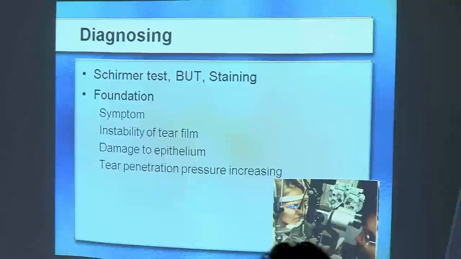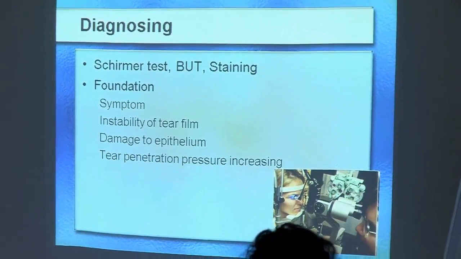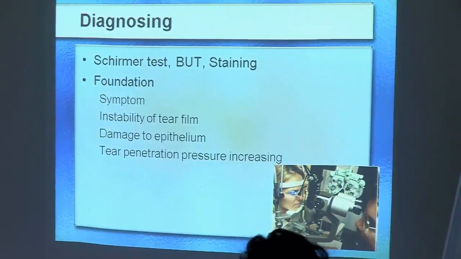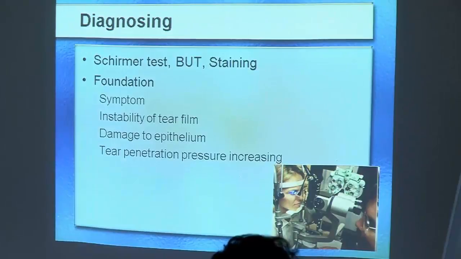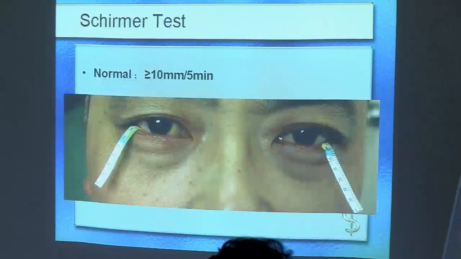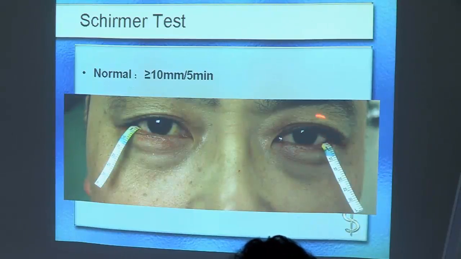So Schirmer's test, but first tear breakup time. It's based on the fact that there is a time span for which the tear film should stay in the eye. And if you ask the patient to keep the eye open and it breaks up before that, that means it's unstable. So that's the Schirmer's test, which if you see, these are the two papers that we put in. Some do it with drops, some do it without the drops, and the measurements are different. Normally, you would get 10 to 15 within 2 minutes. And in some, it doesn't even take 2 minutes to get to that stage.